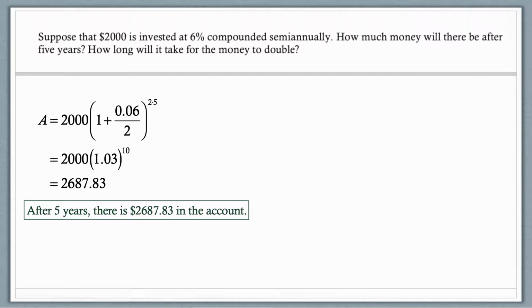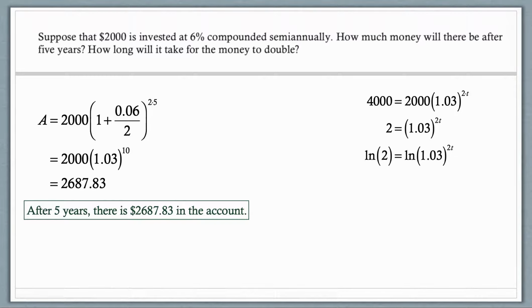Now the second part of our question asks, how long is it going to take for the money to double? So the equation that I'm trying to solve here is when is that value equal to 4,000? So 4,000 is equal to 2,000 times 1.03 to the 2 times t, because we don't know how long, we're looking for t. I divided both sides by that 2,000 so that I'm going to start getting t isolated. Now remember, when solving exponential equations, we use logarithms in order to solve them. So I'm going to take the natural log of both sides, which allows me to then use the power property and bring that 2t down.